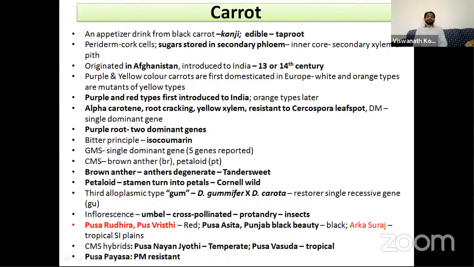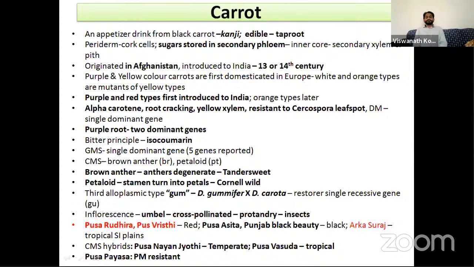The brown anther type is found in the variety Tender Sweet. In the petaloid type, the stamens turn into petals. So literally there are no stamens, and male sterility operates by turning the stamens into petals. This petaloid type of male sterility was found in wild carrot. And there is a third male sterility system in carrot, a hybrid system, a hybrid between Daucus gummifer and Daucus carota. So there are three types of male sterility systems in carrot.